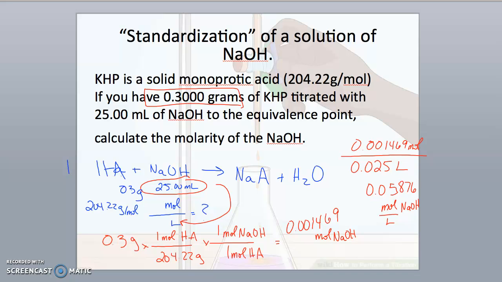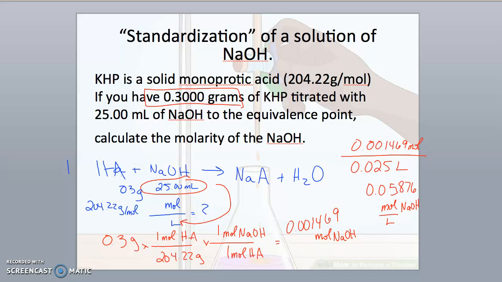Standardization is a term used for finding an exact concentration, usually molarity, and by exact I mean 3 or more sig figs, which is really quite good. I'm going to start with a chemical equation, and KHP is not potassium hydrogen phosphide, but a rather large molecule that's very cumbersome to write. Since I know that it's monoprotic, or just has one donatable hydrogen, I can just abbreviate the acid as HA. H is that donatable proton, or the hydrogen.